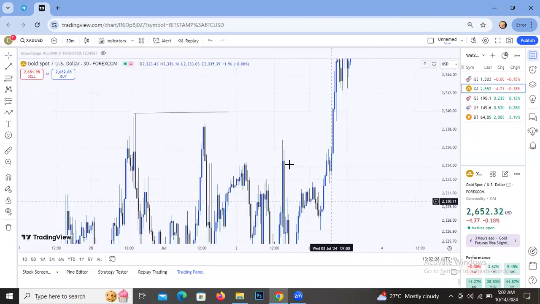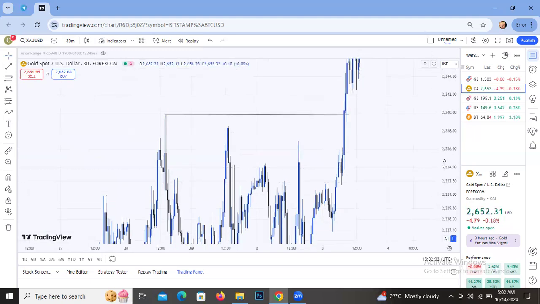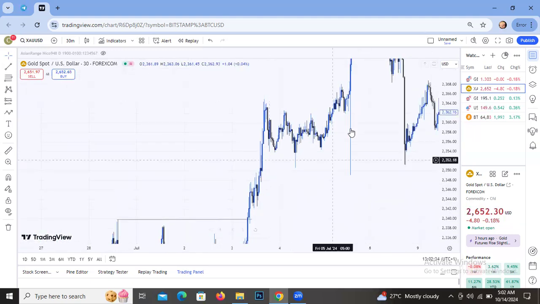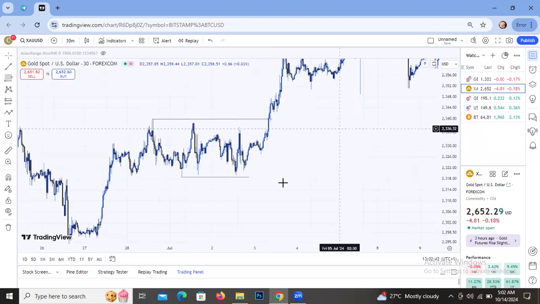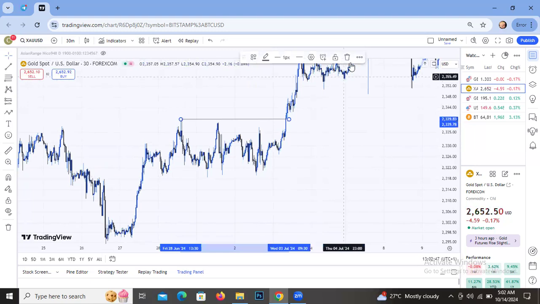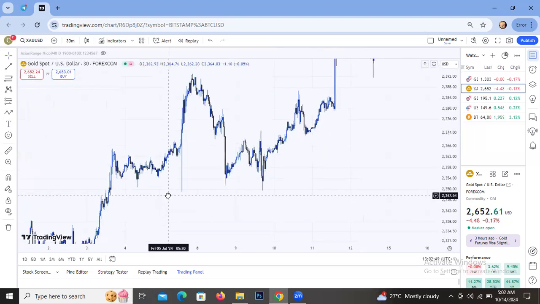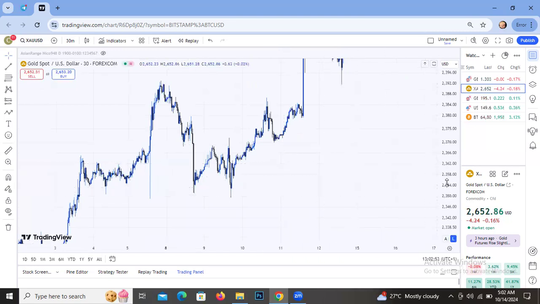Because here now, you can see that after taking out this high, market starts going up again, showing that the consolidating market has stopped. Okay, I think this is clear now. And this is just something simple everyone should know.